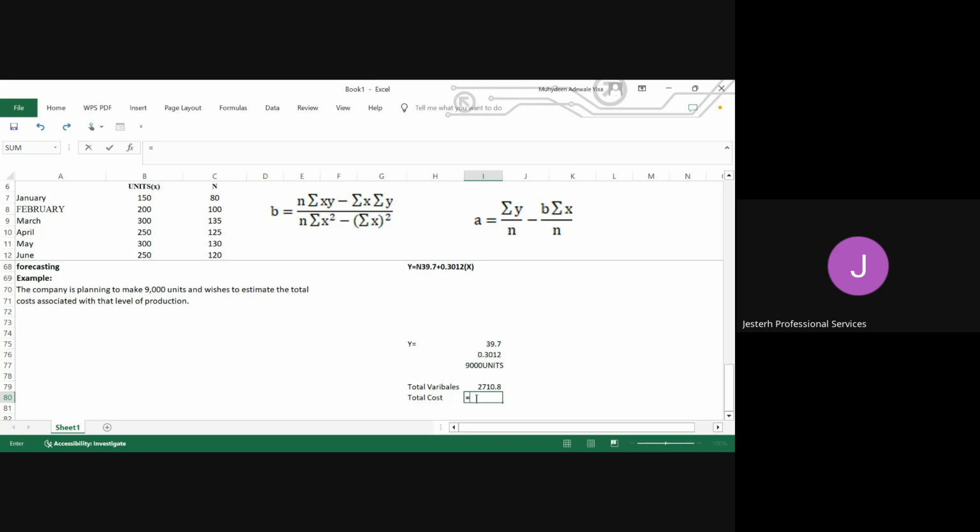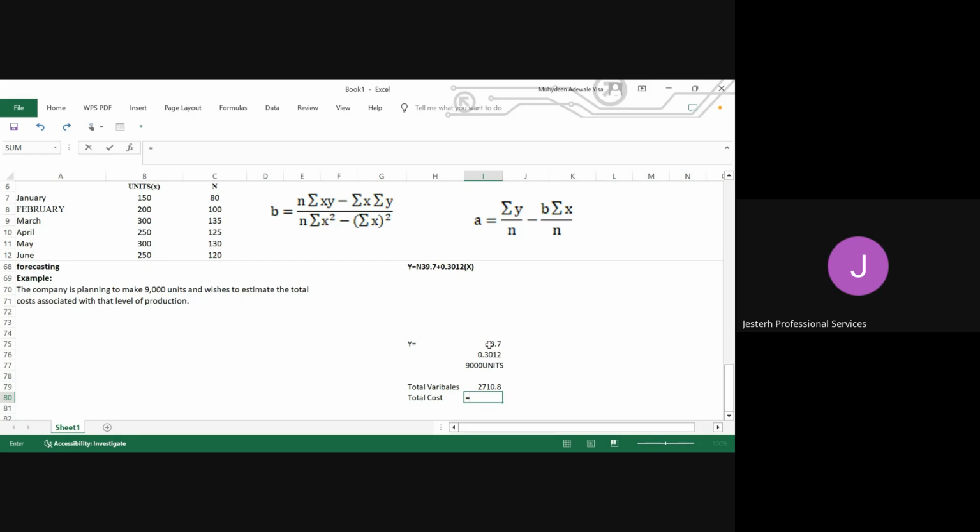What do we need to do? Remember the formula that we are using. We say y is equal to a plus b multiplied by x. Our y stands for total cost. Our a stands for fixed cost. Our b stands for variable cost. While the x attached to them stand for the total units of production that the organization plan here, which is 9,000.